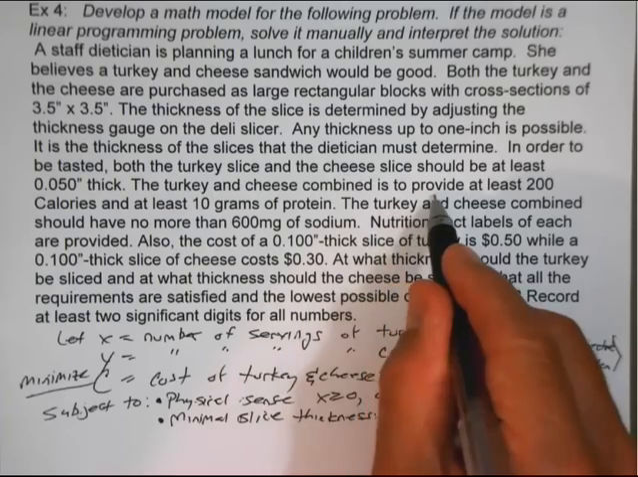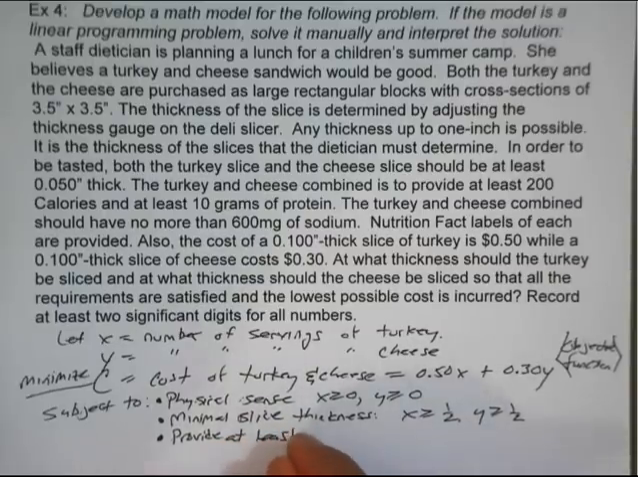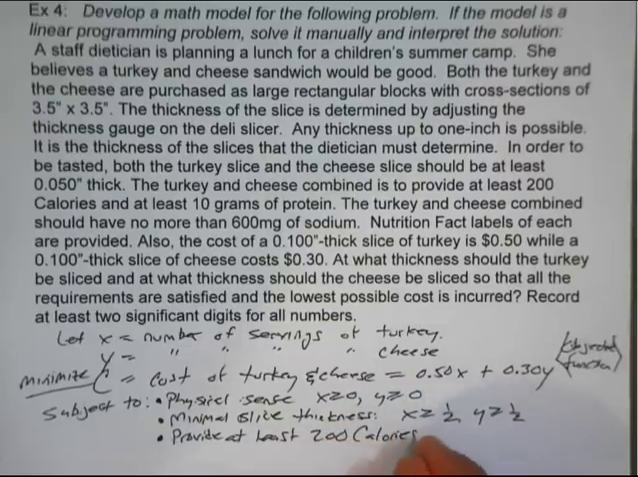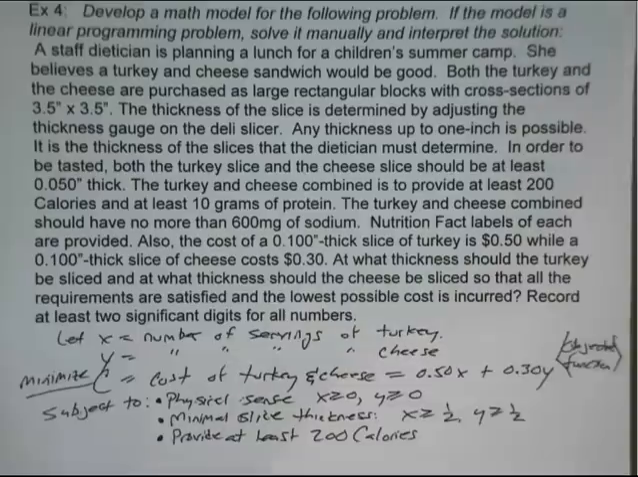The turkey and cheese combined is to provide at least 200 calories. Okay, what do we do here? We need to go and consult that nutritional fact label again. Nutritional fact labels always tell us how many calories are in a serving. In the case of the turkey, it looks like one serving provides 50 calories. In the case of the cheese, looks like one serving provides 100 calories. Okay, this means the translation of this requirement would be that 50 calories per serving of turkey times x servings plus 100 calories per serving of cheese times y servings has got to be greater than or equal to, remember, at least 200 here.